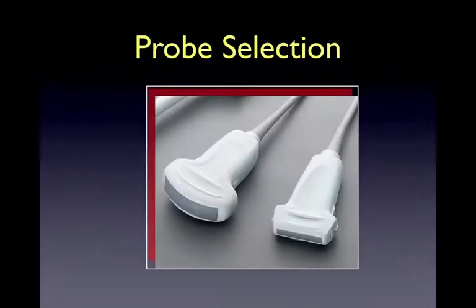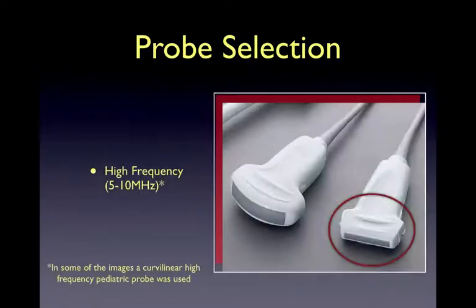The preferred ultrasound probe used to diagnose appendicitis is a high-frequency probe in a range of 5 to 10 MHz, because most of the anatomical structures we're interested in are rather shallow. In most cases, this would mean using an ultrasound probe with a flat footprint on the machine. Nevertheless, some of the images in the following slides were obtained using a specialized curvilinear high-frequency pediatric probe.